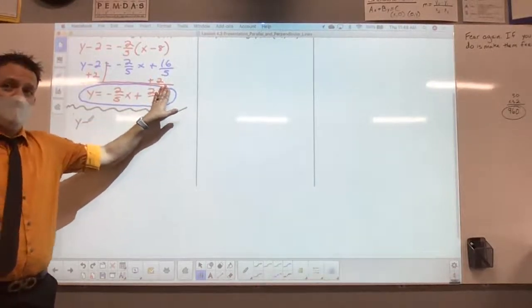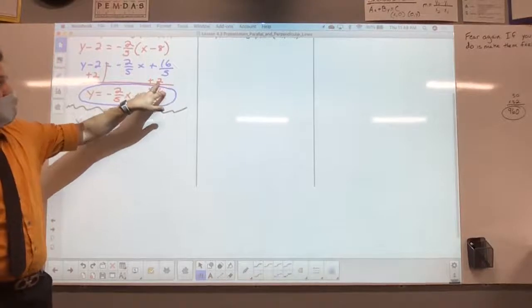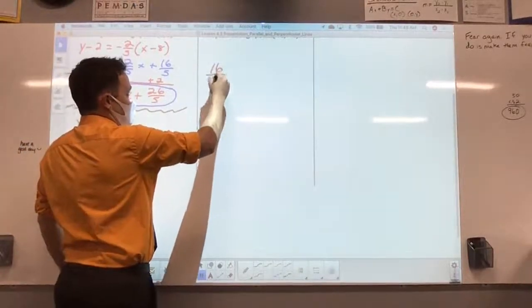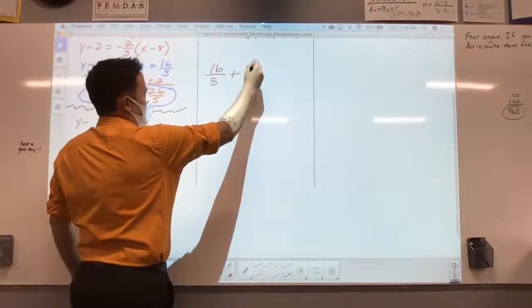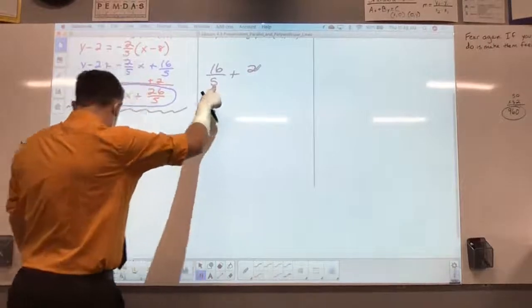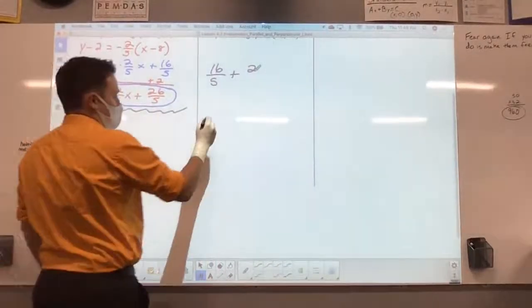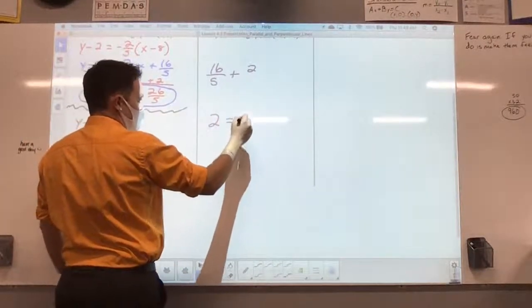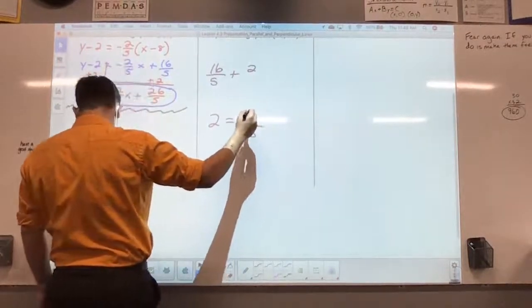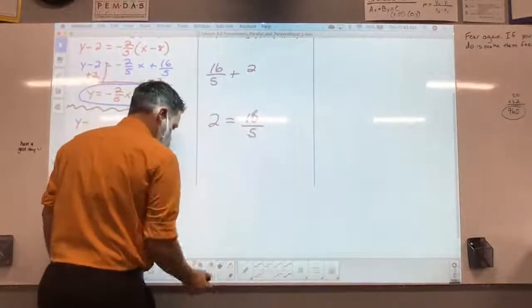How we got 26 is, you remember from elementary school days, if I go like this, what do I have to do to this 2? I have to make the common denominator the same. So 2 is the equivalent of what? If I have a 5 here, what number has to be here? 10.